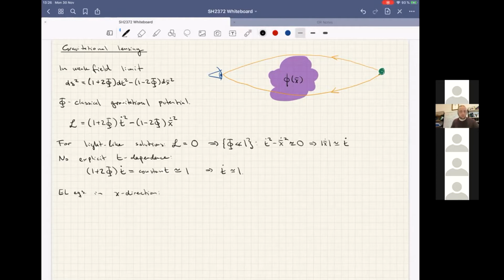And if we do all of this, what we're going to end up with is something like this: minus the second derivative of x plus 2 x dot nabla phi. This should be equal to t dot squared plus x dot squared times the gradient of phi. So that's if you do the Euler Lagrange variation, you end up with this equation.